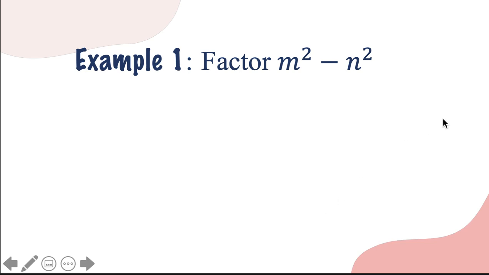Number one, check whether there is a common monomial factor, and as you can see, none. Next, let's proceed. Is this one a difference of two squares? Both of the terms are perfect squares. A binomial, check. Operation, subtraction, check. So therefore, we can now factor. Let's proceed to the third step.